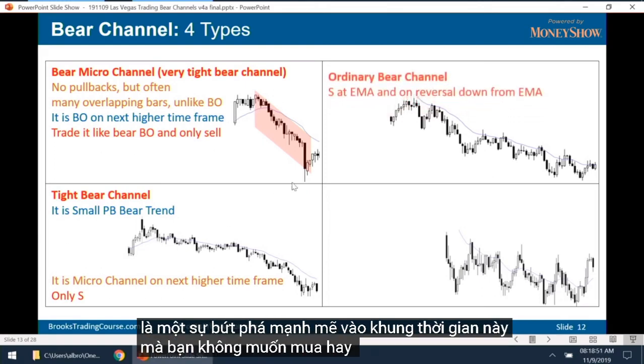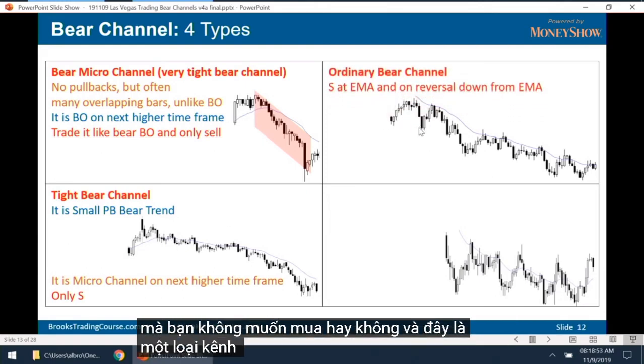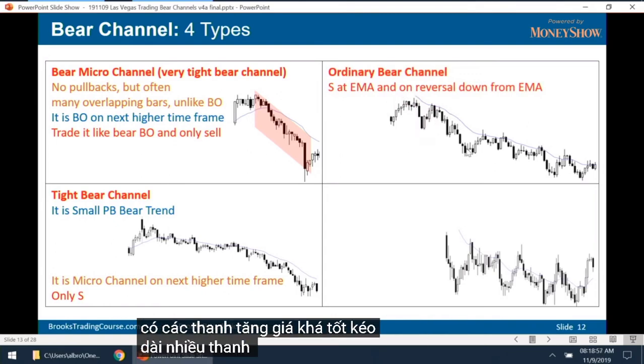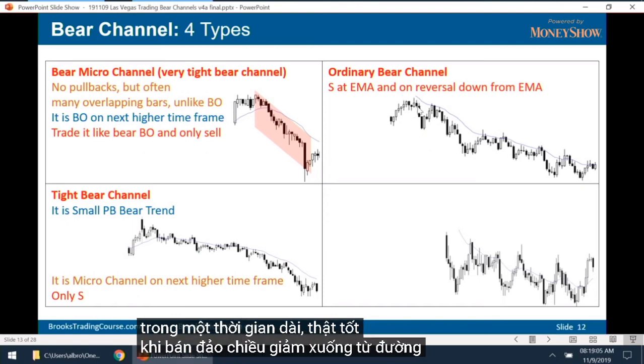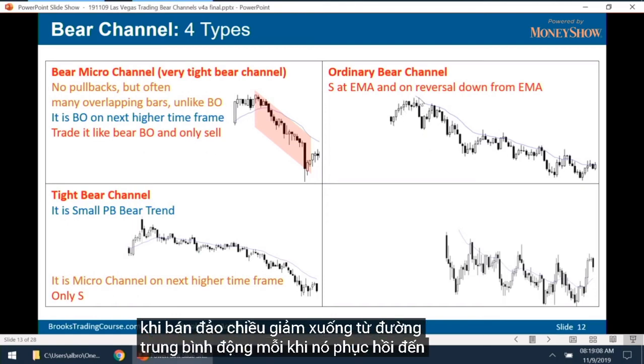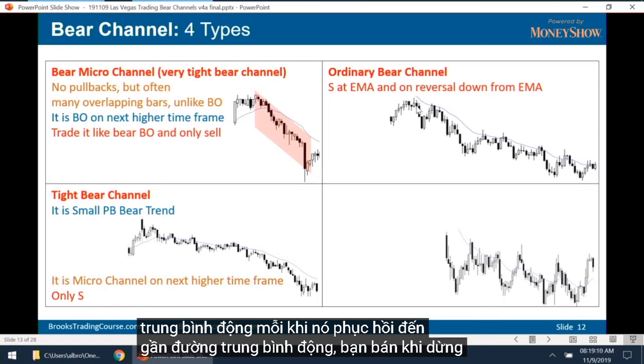And this is a common type of bear channel where you have pretty good bull bars, pullbacks lasting more bars, 5 bars, sometimes more. You have the market going sideways for extended periods of time. It's good to sell reversals down from the moving average. Every time it rallies to near the moving average, you sell on a stop below a bear bar.